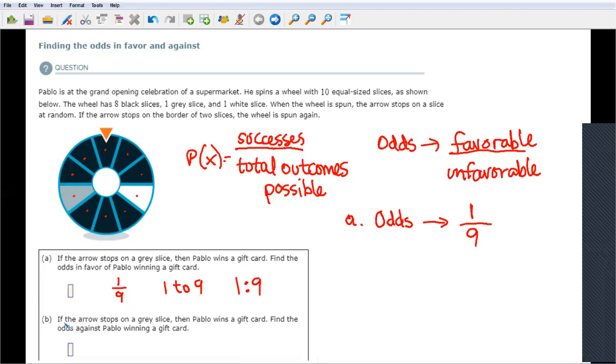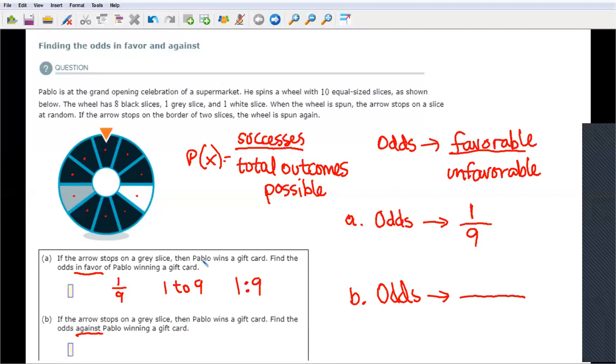Now the second problem says if the arrow stops in a gray slice, he wins a gift card. Okay, same thing as part A. But in part B, it says find the odds against Pablo winning a gift card. In the first one, we were going in favor. And in the second one, we're going against. So in the second one, the favorable outcomes are actually the ones where he doesn't win the gift card. Maybe you're looking at it from the supermarket manager's perspective and you don't want him to win the gift card.